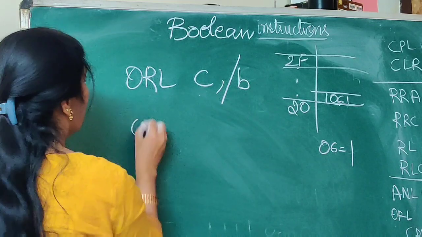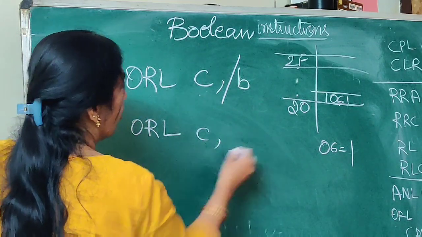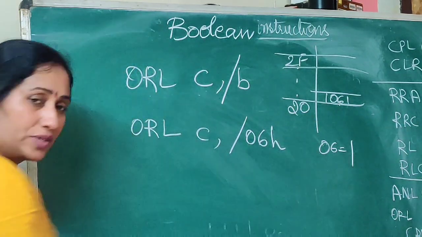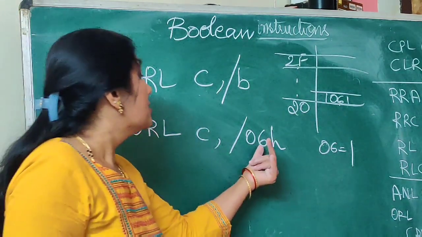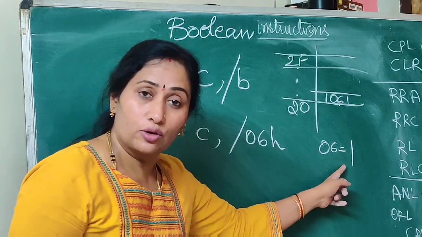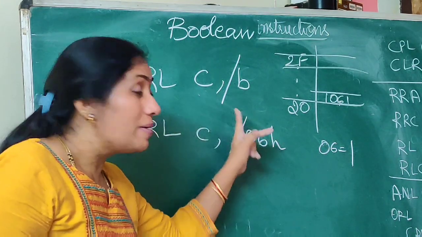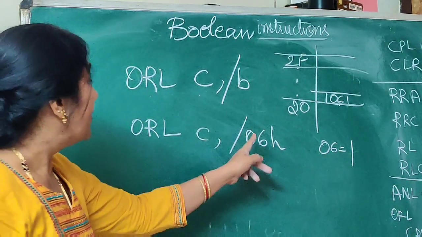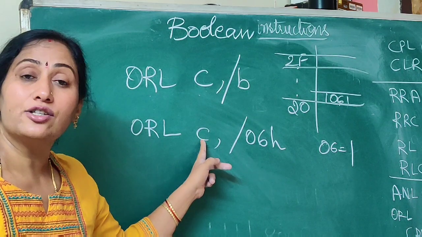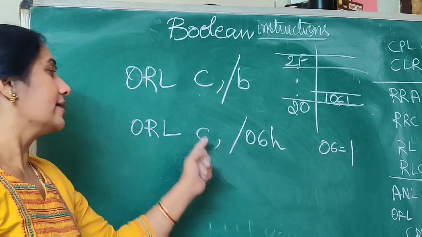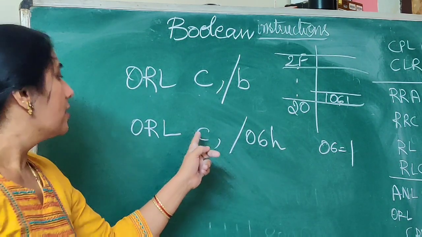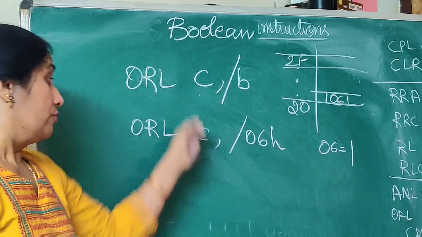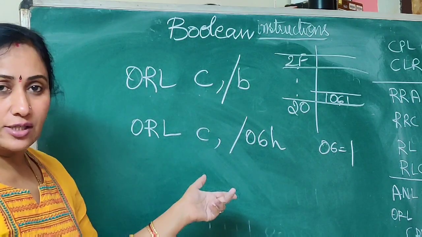Now if I write ORL C, slash 06 hex, then what's going to happen? It first looks at the content of 06 hex, which is 1. It will take the complement of that one, so 1 becomes 0. That 0 will be ORed with the contents of the carry flag, and the result is going to be placed in the carry flag. So this is supported by direct addressing mode, and the carry flag is going to get affected.